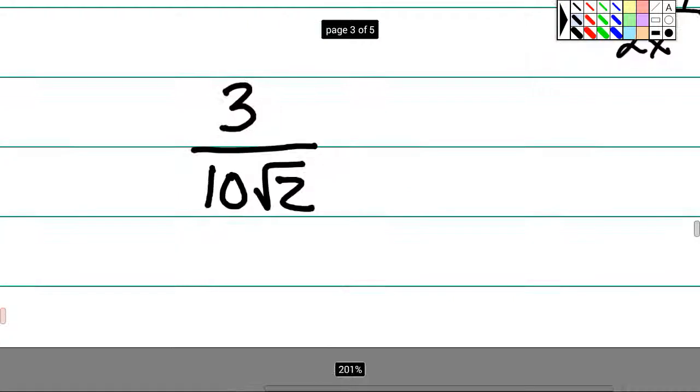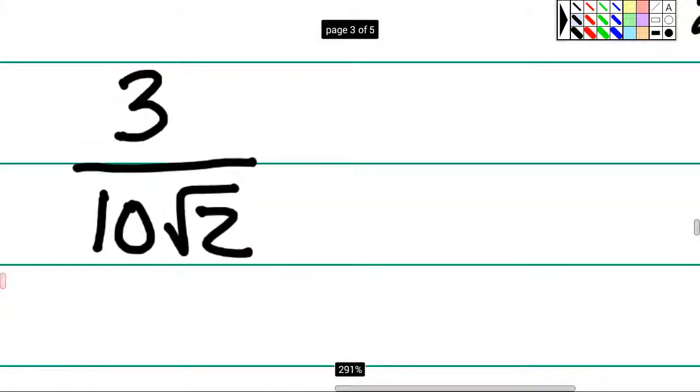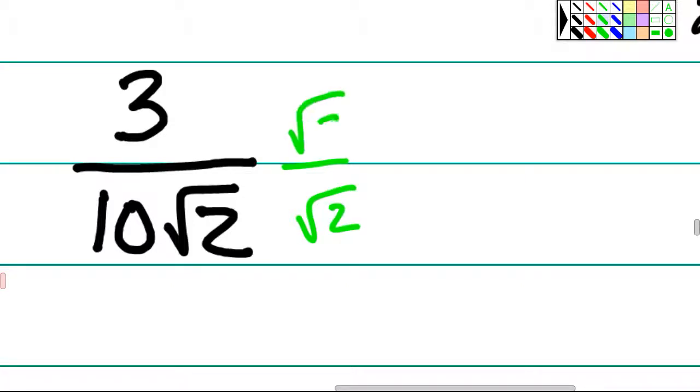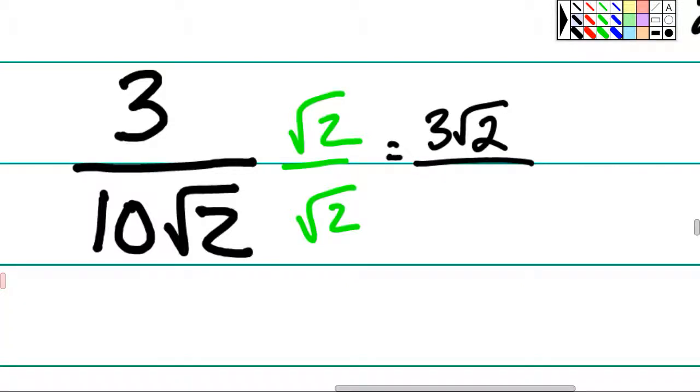And last of the examples, same thing here. Don't like getting that radical in the bottom. I multiply the bottom by root 2, multiply the top by root 2, then I'm getting 3 root 2 on top, and then I get 10 times, well, what is root 2 times root 2? That's just a 2, so 10 times 2 is going to be 20, and I can't simplify that anymore.